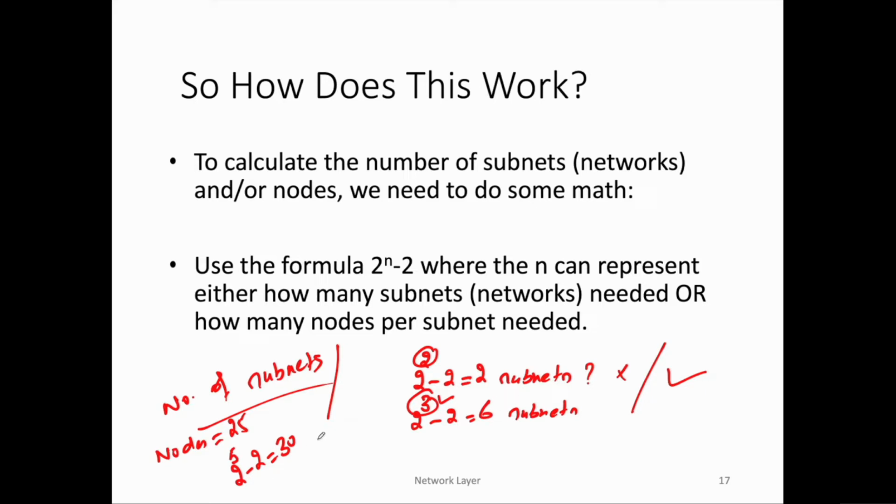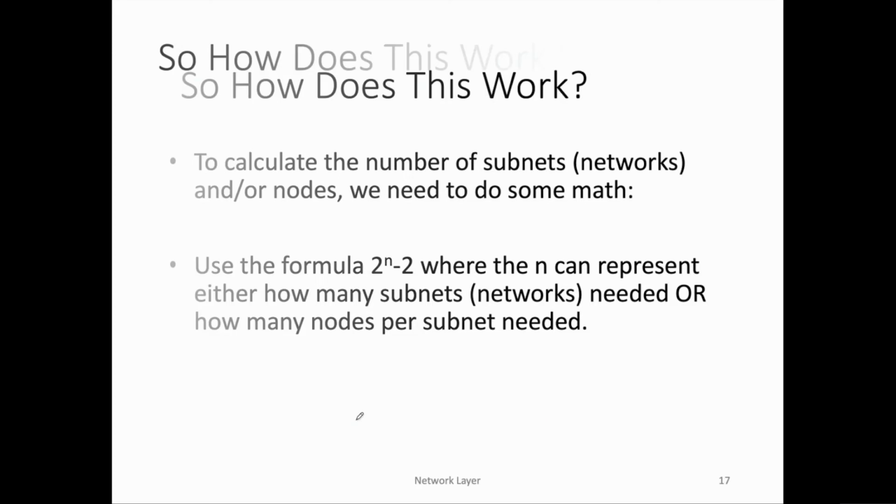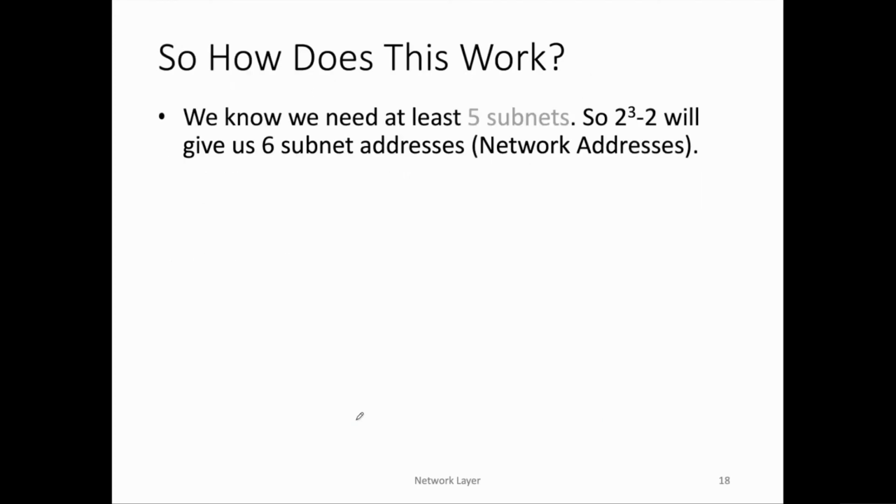We require 5, and we need to assign addresses to 25 nodes, but we have 5 bits in the host portion, so 2 raised to power 5 minus 2 is 30. So this means we can assign IP addresses to 30 machines in each of these 5 subnets. So borrowing 3 bits is enough for us. So again, we can have a look at it.